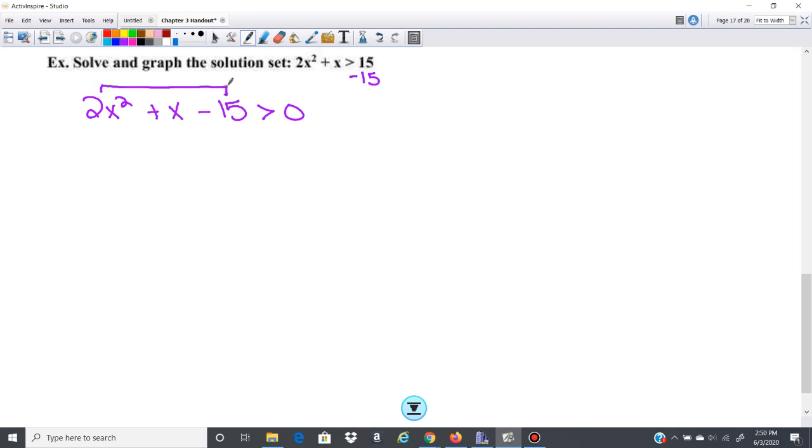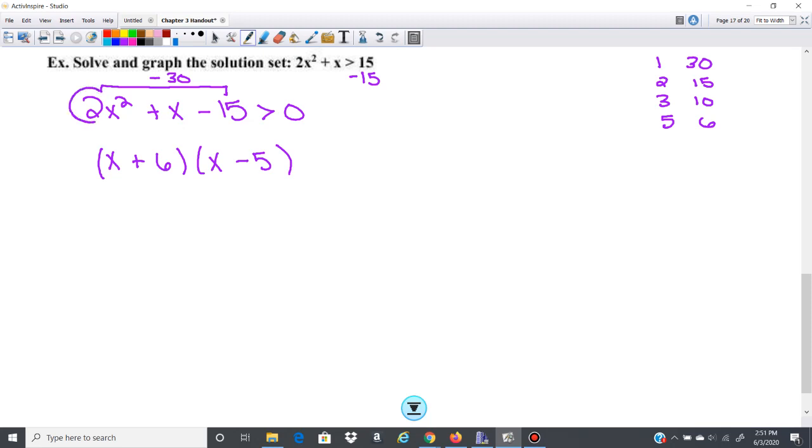Let's see. 2 times negative 15 is going to give me negative 30, and then I want factors of negative 30 that add to 1. So for that, I'm thinking we've got 1 and 30, 2 and 15, 3 and 10, 4, 5 and 6. So 5 and 6 have a difference of 1. So that's going to be with a positive 1, x plus 6, x minus 5. 6 minus 5 gives me a positive 1. 6 times negative 5 is negative 30.